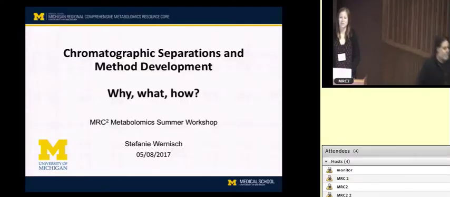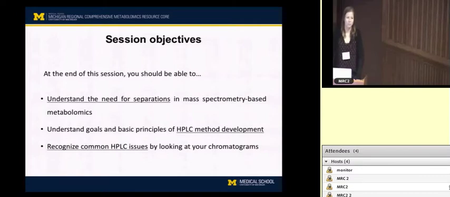About separations in metabolomics. My objectives for this talk are to give you an idea of why we even need to do a separation when we do mass spec-based metabolomics. I want you to understand some basic principles and goals of HPLC method development. And I want to give you an idea of common HPLC issues that you can spot when you're looking at your data.